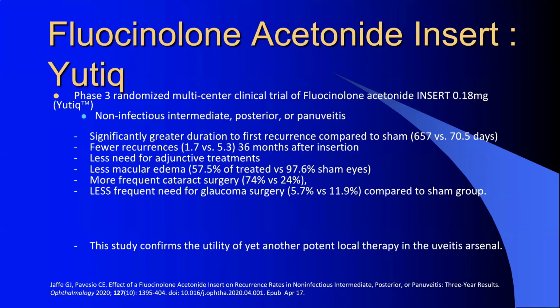When utilized, the YUTIQ implant provides a significantly greater duration to the first recurrence. We're talking about a 10-fold difference: almost 657 days to first recurrence after implantation compared to 70 days with sham injection and using oral steroids. There are fewer recurrences with the implant at 36 months after insertion.